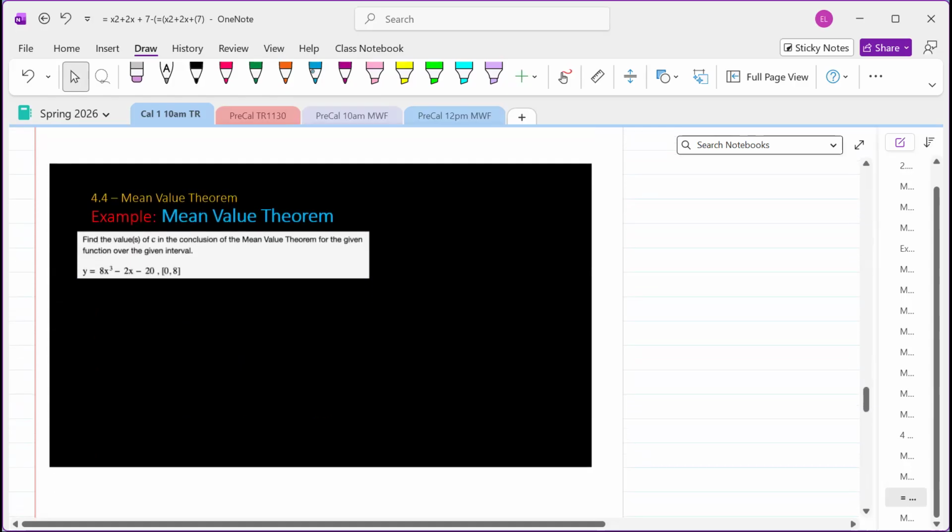So now we're going to have weird questions. Well, they say find the value or values of C in the conclusion of the mean value theorem for the given function over the given interval.